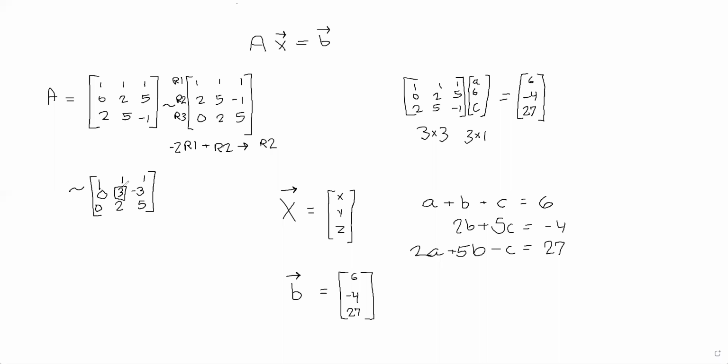So how do we do that? We're interested in making this into a 1 first of all. So a quick way to do that would be to take the entire row 2 and just divide it all by 3. So we're going to do row 2 divided by 3 gets written to row 2. So 0 divided by 3 is going to be unchanged. And then 3 divided by 3 is 1. -3 divided by 3 is -1. So we're going to have 0, 1, -1.